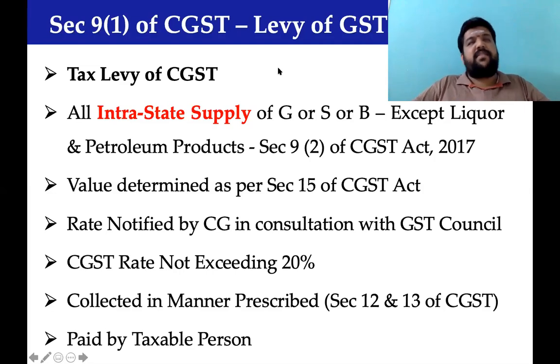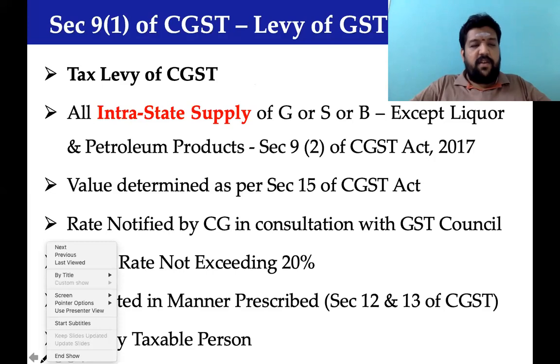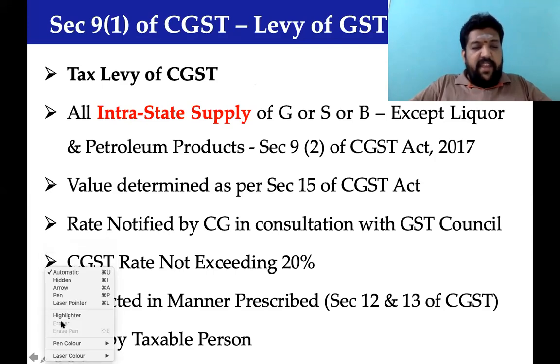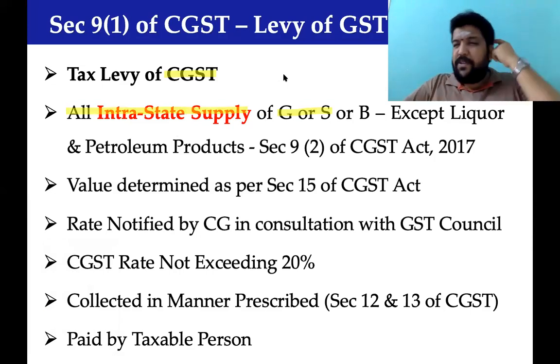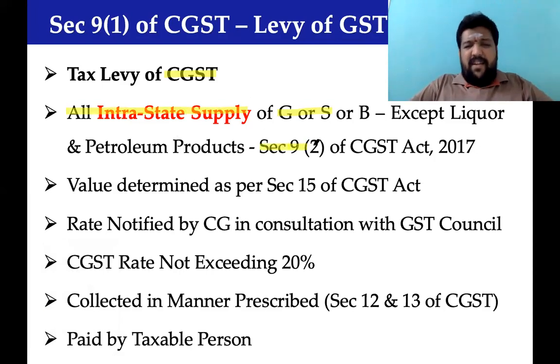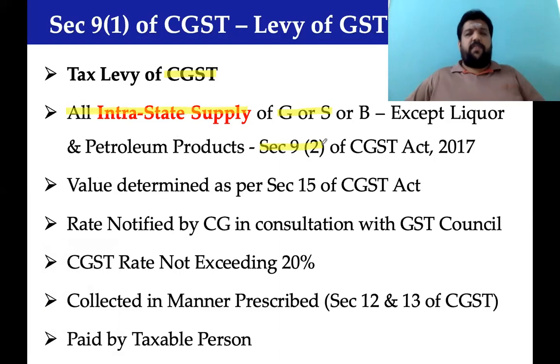If it is an intrastate supply, then it is leviable to CGST and SGST. There is a tax called Central Goods and Services Tax, CGST. It will be levied on all intrastate supply of goods or services, as usual, except alcoholic liquor for human consumption and petroleum products. Alcoholic liquor is always excluded. But until petroleum is brought into the GST net, petroleum products are excluded. Otherwise, it would form a supply.